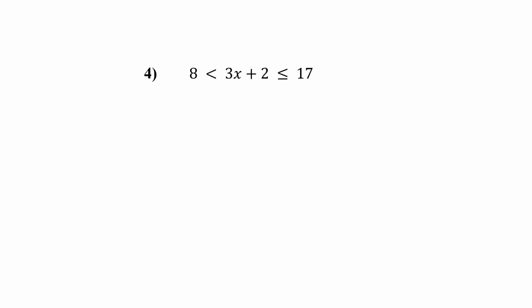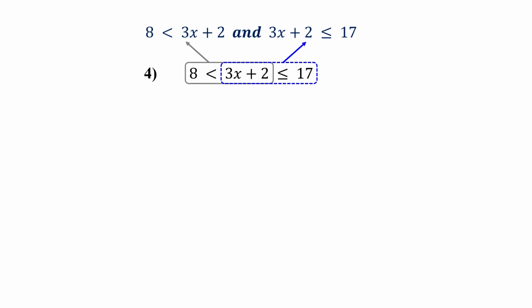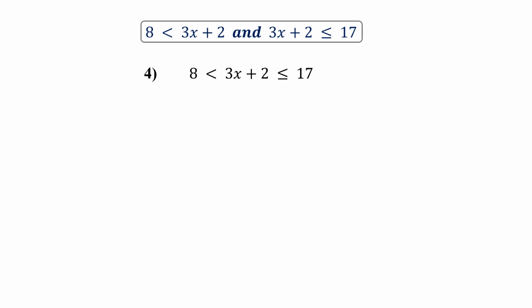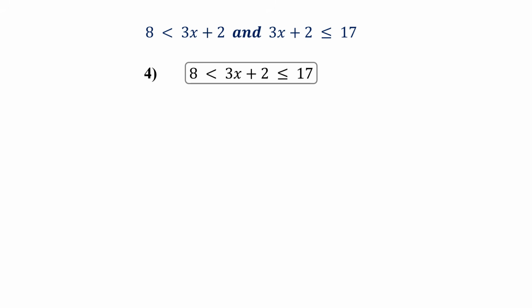This compact form is actually a shortcut for writing two inequalities at once. It's the exact same thing as 8 is less than 3x plus 2 and 3x plus 2 is less than or equal to 17. So a double inequality is just an and compound inequality in disguise. Now we can either solve the long form like we did in the previous examples, or solve the compact form directly. Both methods give the same answer, but let's see the faster way, solving the compact form directly.